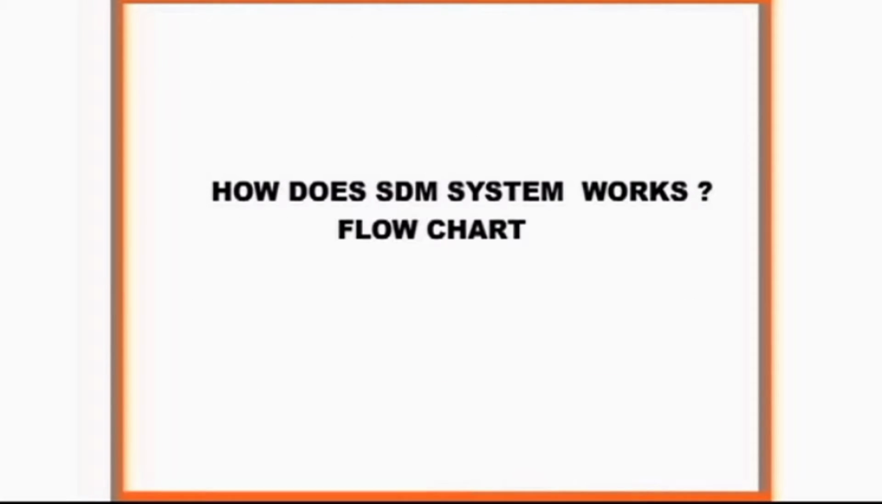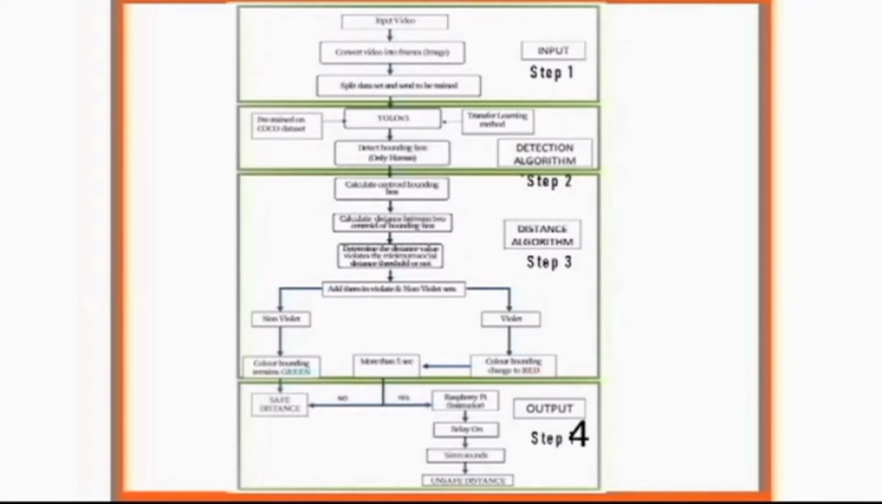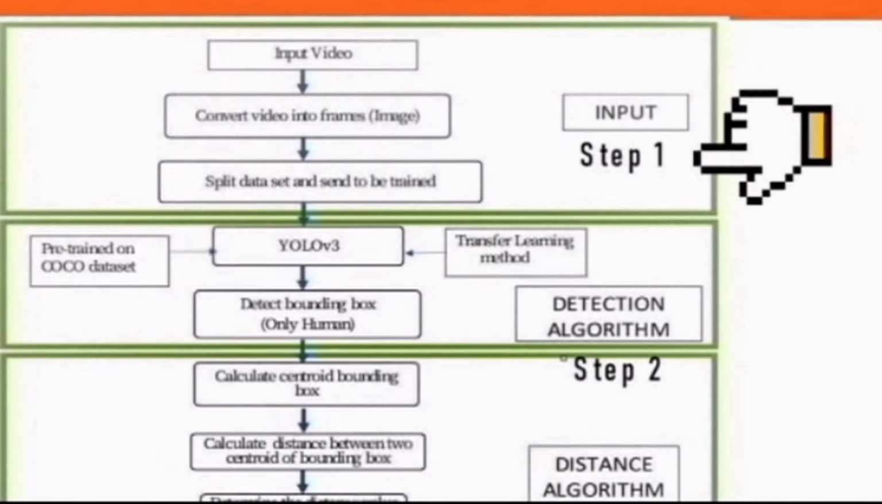This is the flowchart of how the SDM system works. It can be divided into 4 steps. Step 1, Input. All the videos are converted into frames, split into datasets and sent to be trained. Step 2, Detection algorithm. All the objects in datasets are detected and classified by YOLO v3.